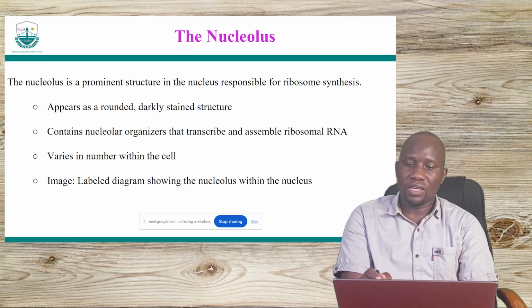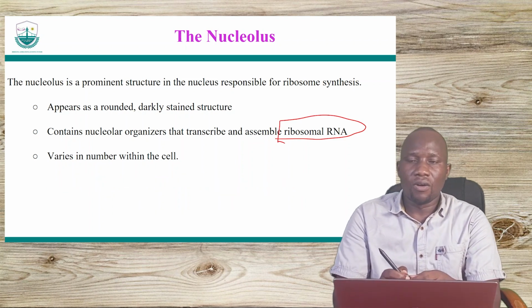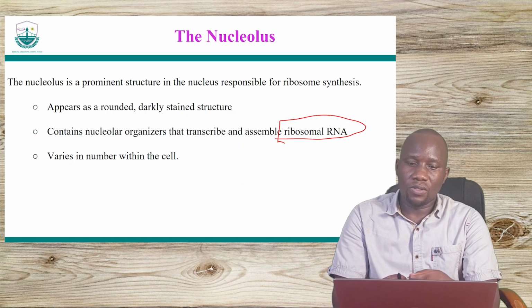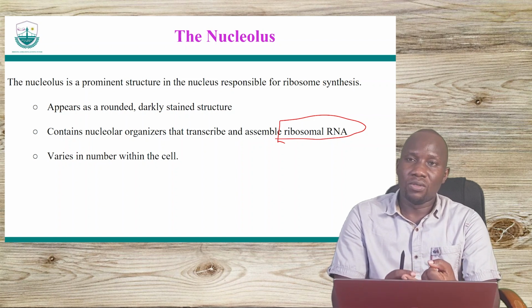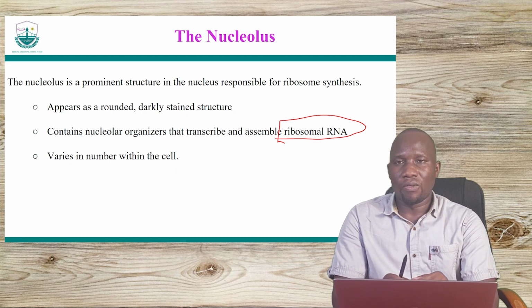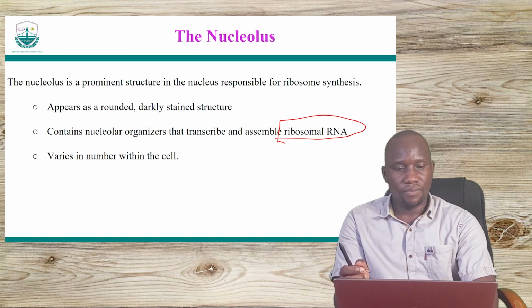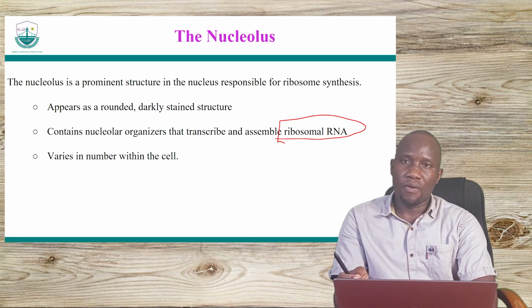They play an important role in the assembly of the ribosomal RNA. So the nucleolus is very important because it plays an important role in the assembly of the ribosomal RNA. You look at the transfer RNA, the ribosomal RNA, and also the messenger RNA. You look at all those things during protein synthesis, you see their role there. So the nucleolus is responsible for ribosomal synthesis.